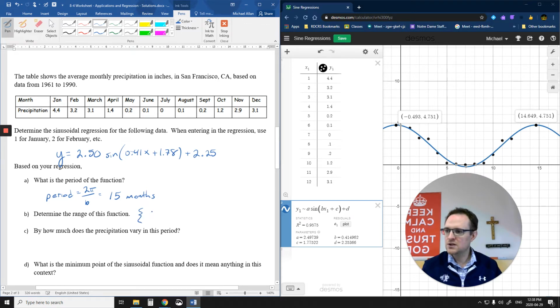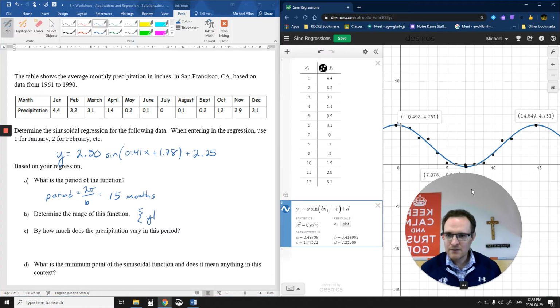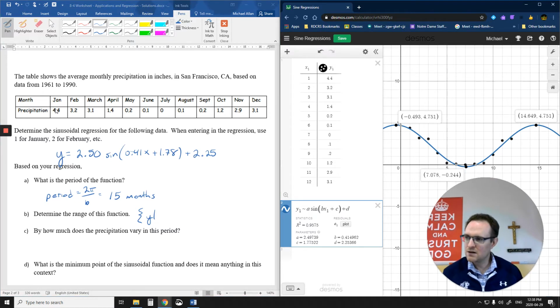So the range is my y values. So you could use y, you could use precipitation, so you could use like a p here. I'm just going to use y. They don't specify the variable. Now I want to go from the lowest point of the graph, not the lowest point on the precipitation, but on the graph here. So the lowest point of the graph is negative 0.2.